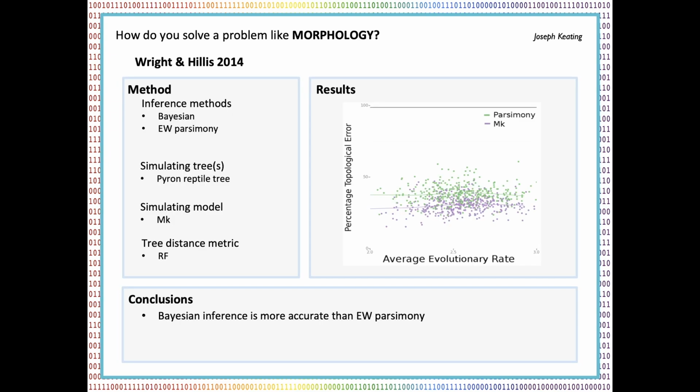In 2014, April Wright and David Hillis published a study on the performance of Bayesian inference and equal weighting parsimony on simulated morphological data. They simulated characters under the MK model using a previously published tree based on empirical data. Their results suggested that Bayesian inference was more accurate than equal weighting parsimony.